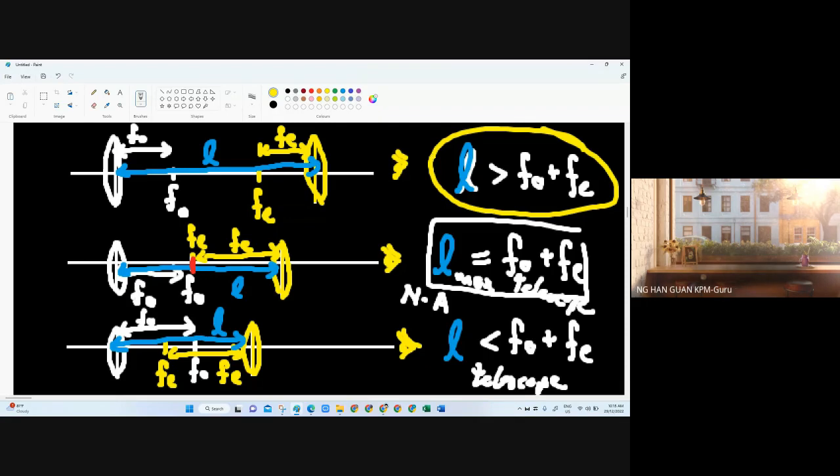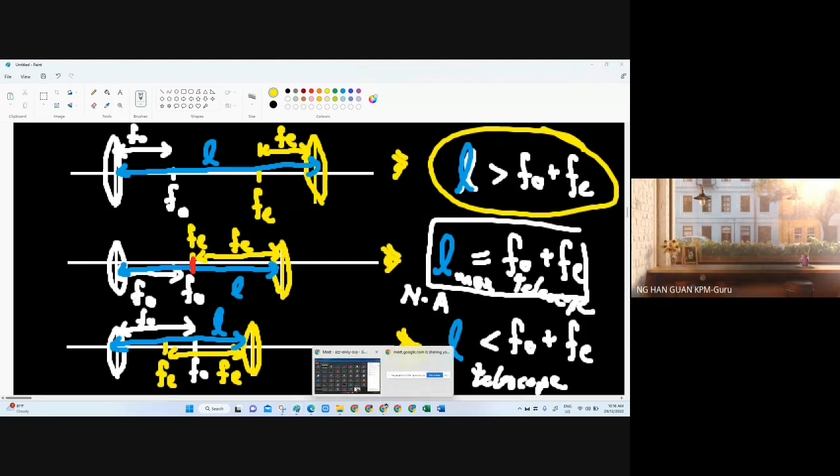So when the essay questions ask you to choose the adjustments, the arrangements for the length between the lenses, it will give you either equal, greater, or less. So you have to know whether there is an application for the telescope or for the microscope. For the microscope, there is only one possibility, it must be more. It cannot be equal, cannot be less. This is the first thing, how we know about the adjustment for the lenses.